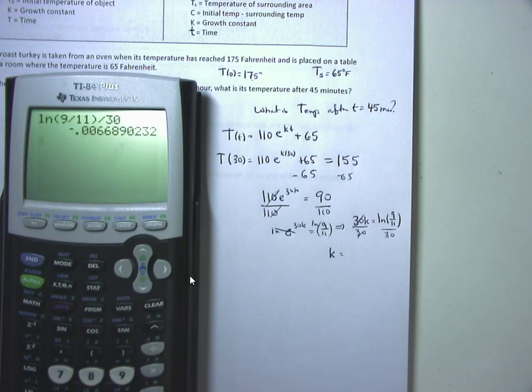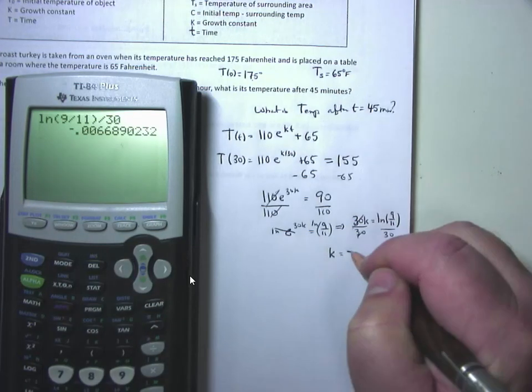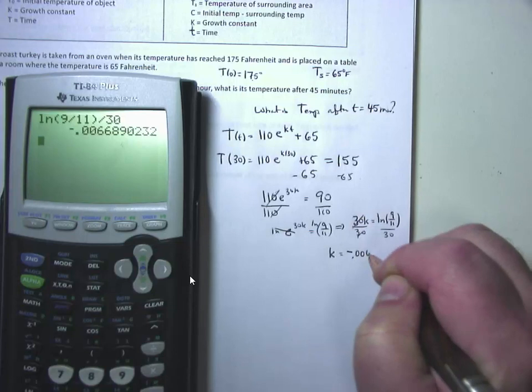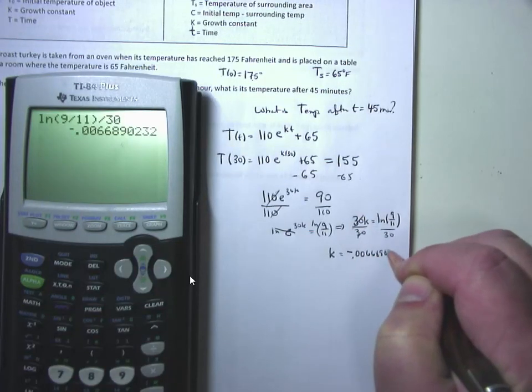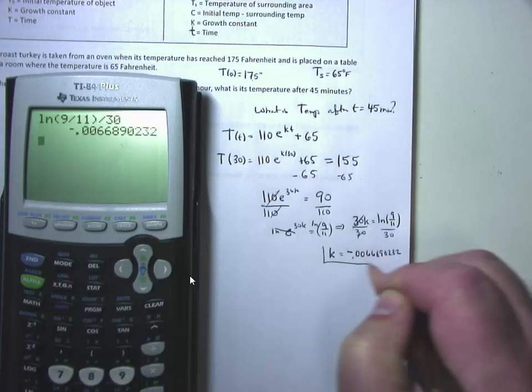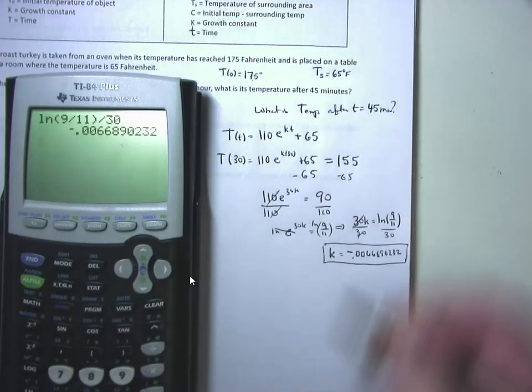And because the bird is hot coming into a colder room, the temperature is going down, so I am expecting a negative k constant here. This would be negative 0.0066890232. And remember, this is math. We don't round, we use all the decimals.